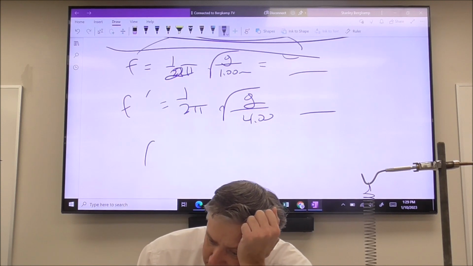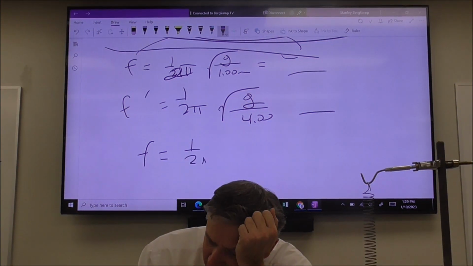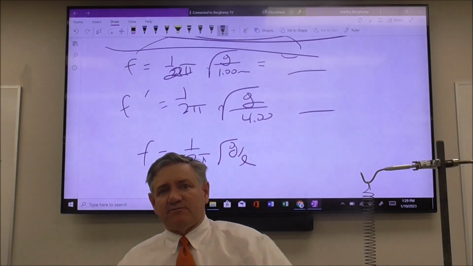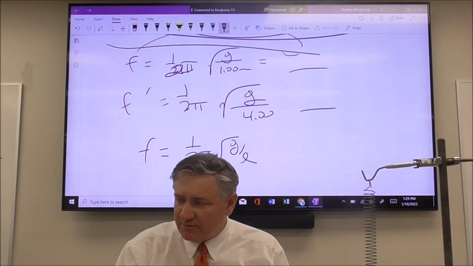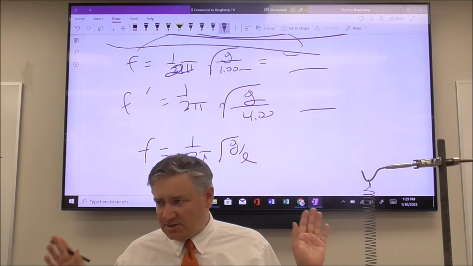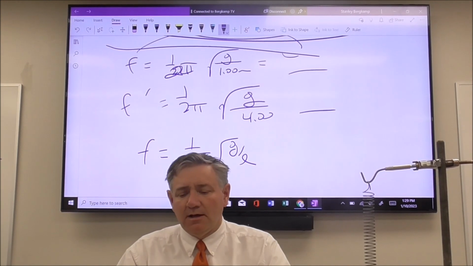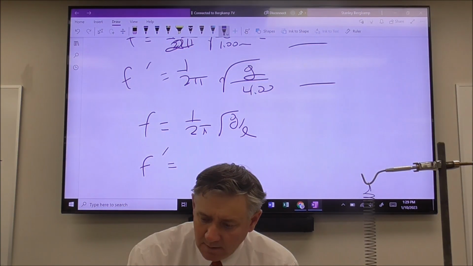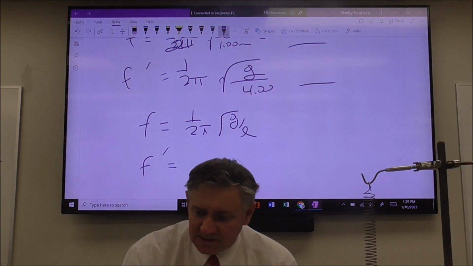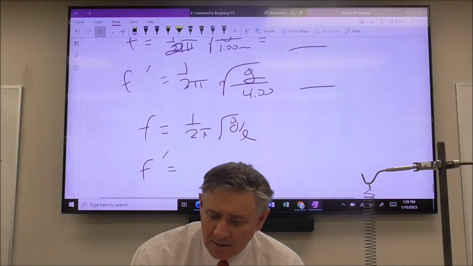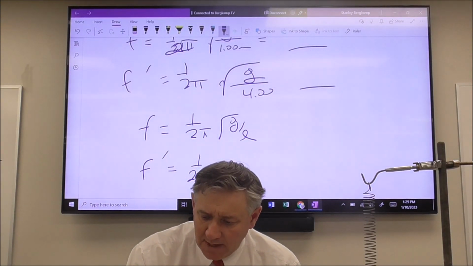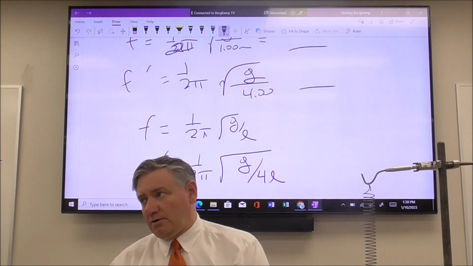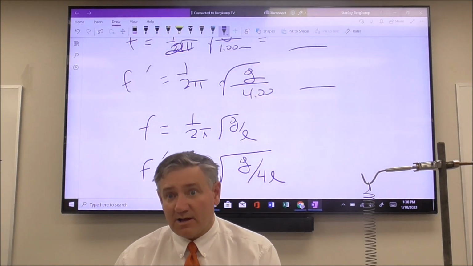The more elegant approach is to go, okay, 1 over 2 pi times the square root of G over L. That's my initial frequency. I don't know what the length is. I don't care what the length is. It doesn't matter. It's just G over L. Now, my new frequency. Isn't it L over G? Well, no, it's the inverse, so it's G over L. So that's going to be 1 over 2 pi times the square root of G over 4L, because that's what you've done.